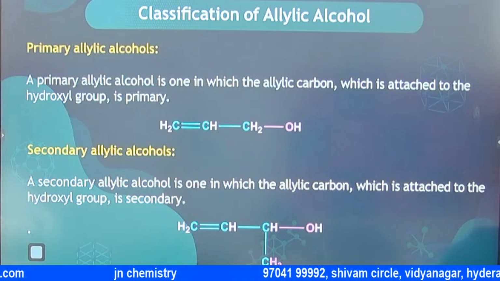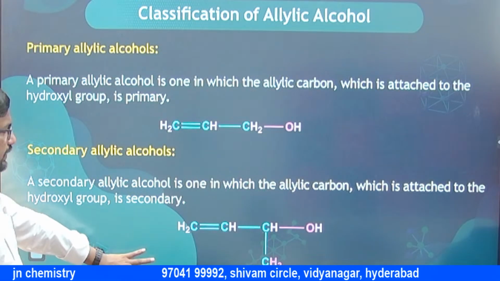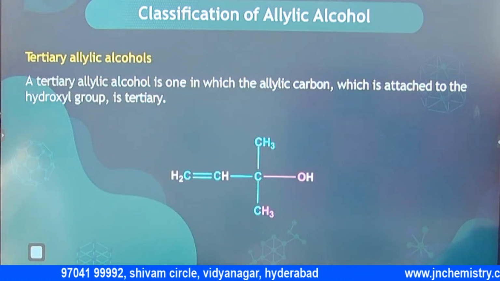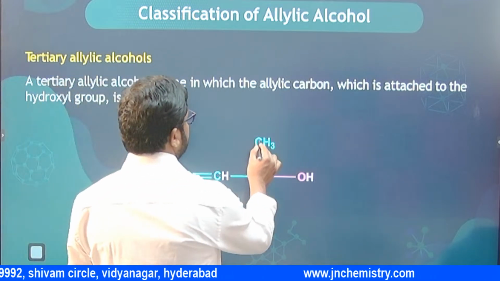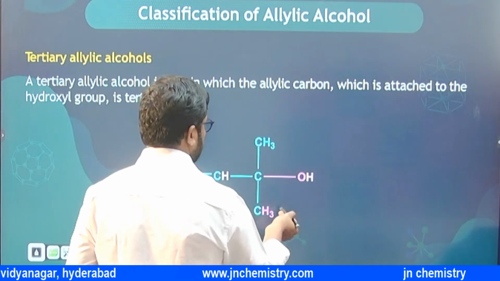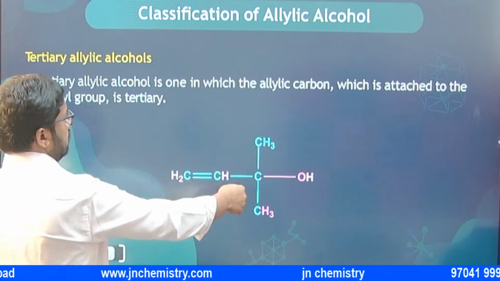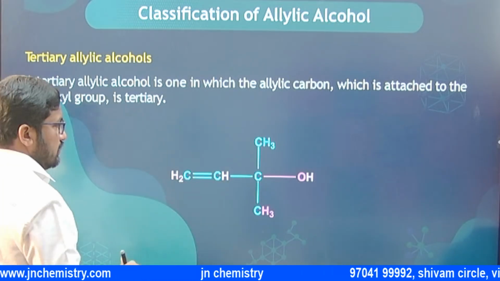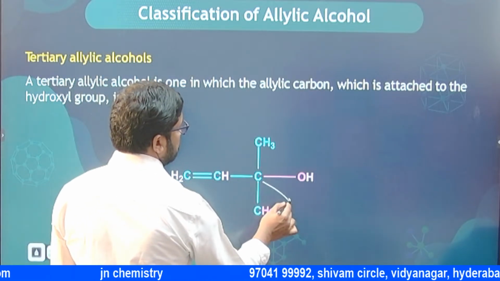Sometimes they may ask: allylic alcohols, how many types are possible? Primary, secondary, of course, and tertiary. If you put one more OH group, if you are putting a tertiary group, so this is OH group. Here, 3 carbons, right? This is a 3 degree carbon.